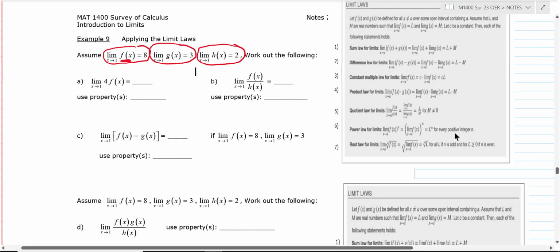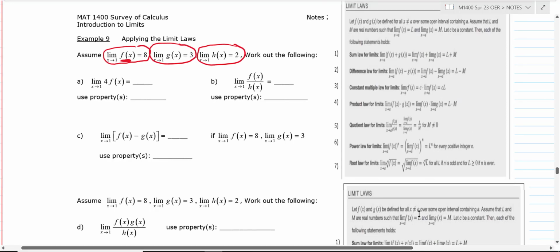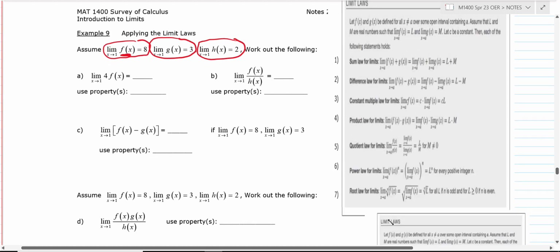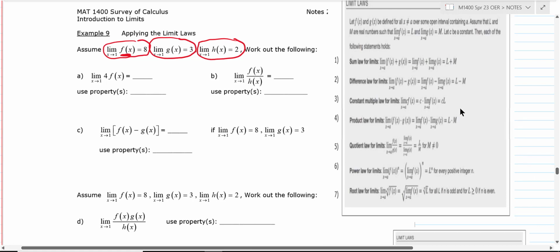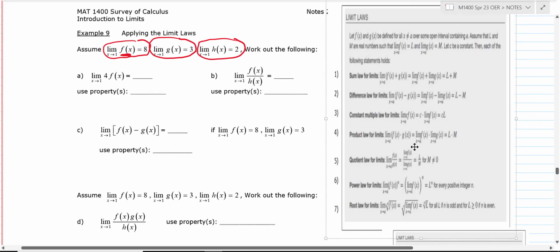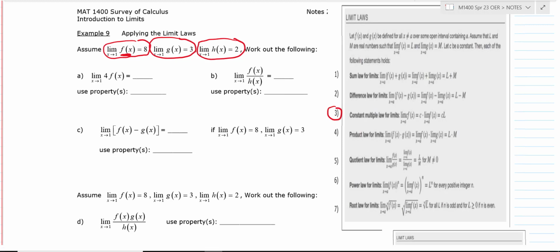I'm going to try to display this in such a way so you can see this hopefully okay. We can look at these properties and identify the property, and I'll show you how to do this. All right, so anytime you have a number times a function, this property 3 is what this one is talking about.